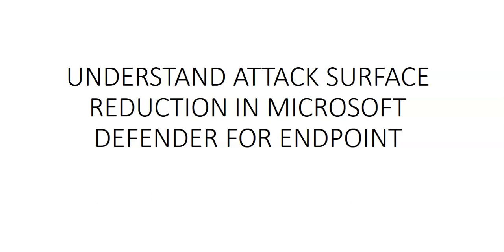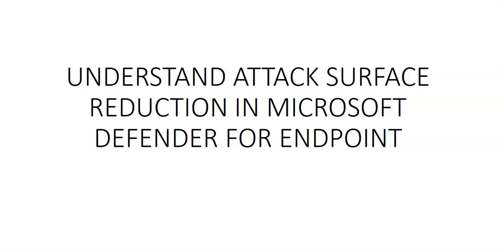Attack surface reduction rules currently support many rules. You can see the list in the Microsoft documentation. To name a few: block executable content from email client, block all Office applications from creating child processes, block Office applications from creating executable content, things like that. You can exclude files and folders from attack surface reduction rules.